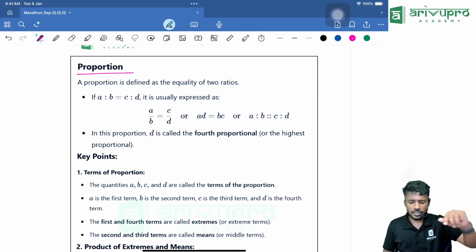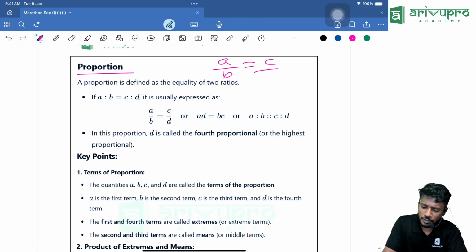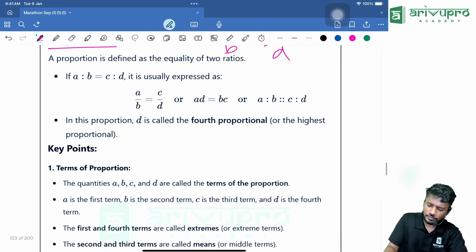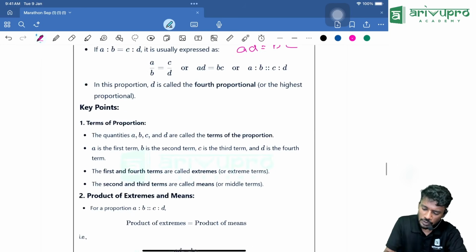What is a proportion? The equality of two ratios is a proportion. That means A by B is equal to C by D is called a proportion. Now, from this we can write AD is equal to BC.